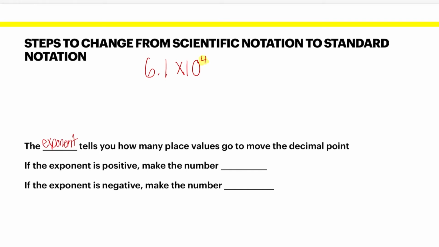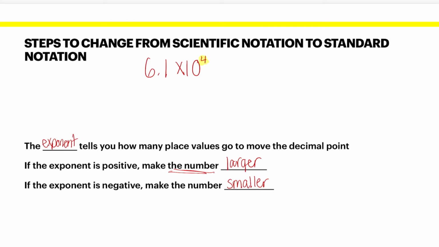So here it says if the exponent is positive, we're going to make the number larger. So we are going to move our decimal in a way that makes our number larger. If the exponent is negative, it's going to make the number smaller. And just so you know, when I say the number, I mean our front number.